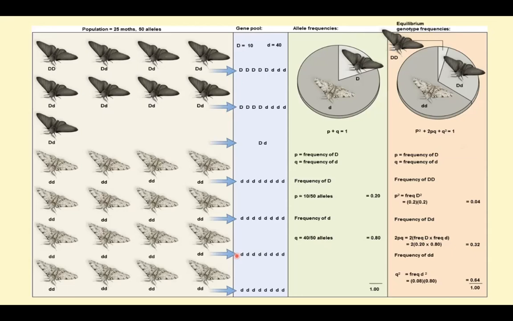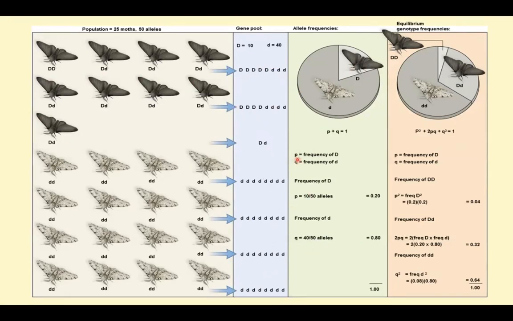Oh, this is the gene pool. The gene pool, this is the allele frequencies and this is the equilibrium genotype frequency. So from here you can know satu yang ni dapat this type of allele. Yang ni pula dapat macam ni. Ni dapat macam ni. So it's easier for you to count berapa banyak the alleles.